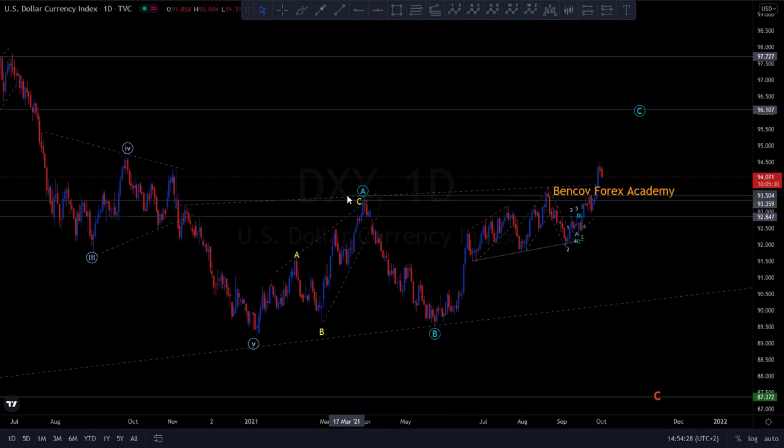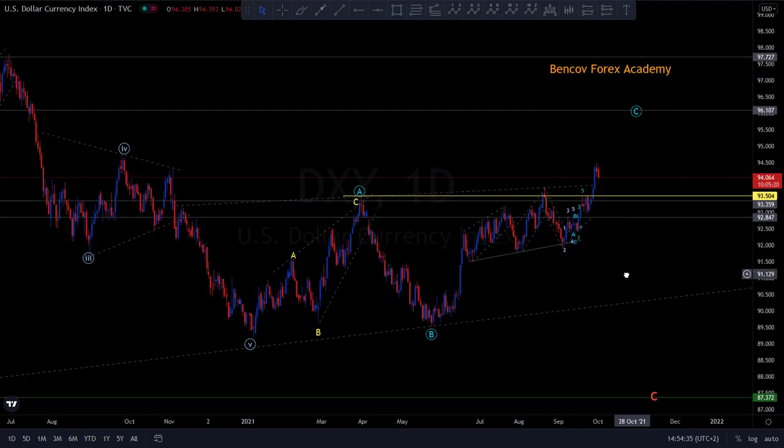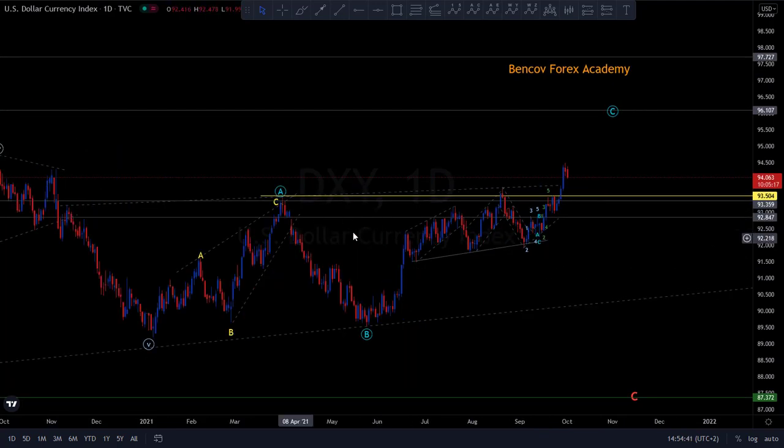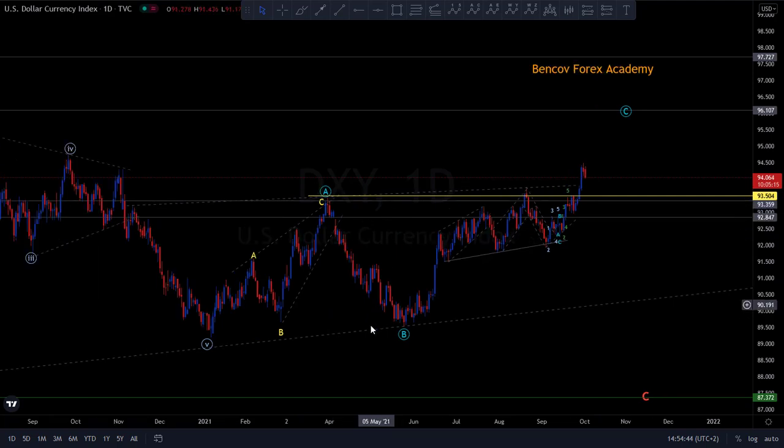Let me just change this line to a clear color that we can all see, and move this up top a bit. If you then look at this price action given here, as price was going upside, it was approaching in a corrective way. It was approaching in a corrective way there.